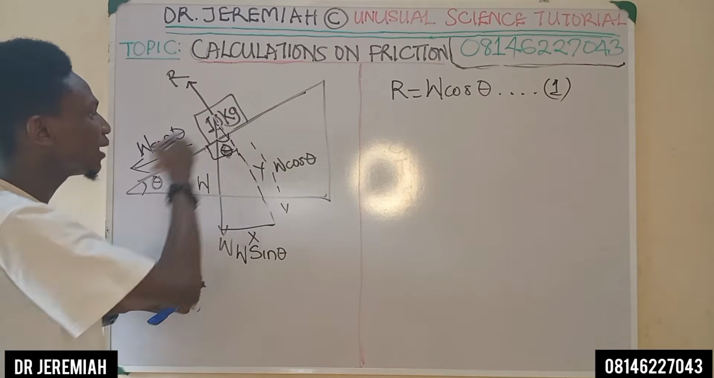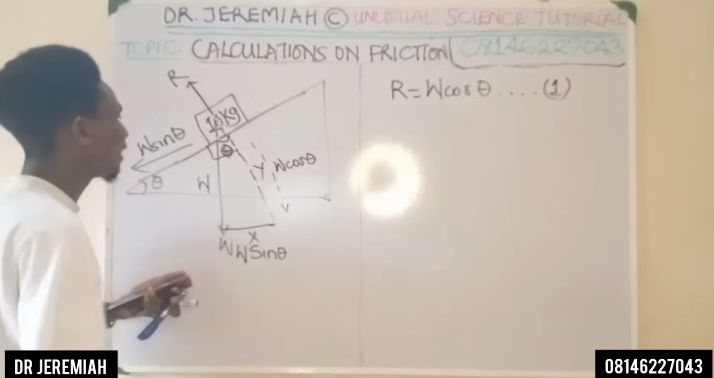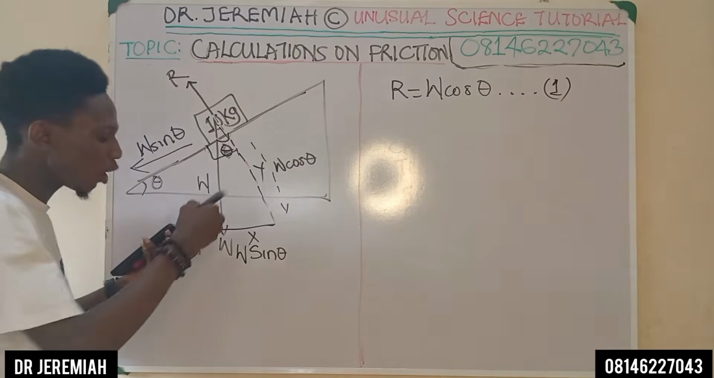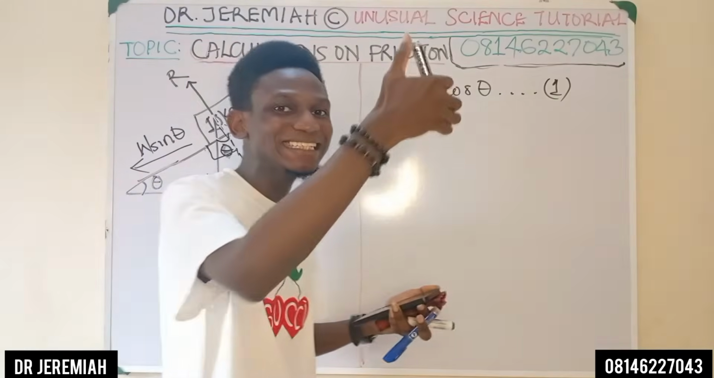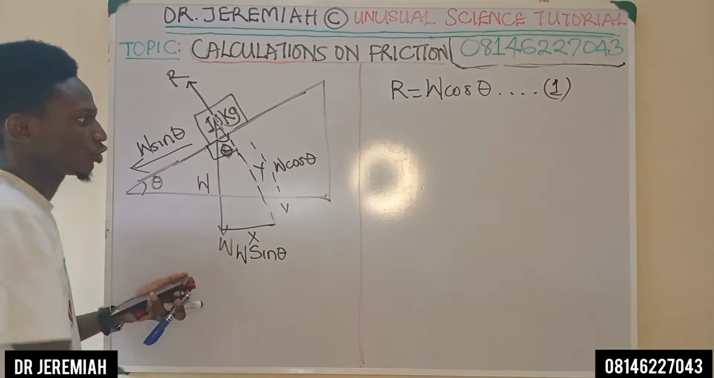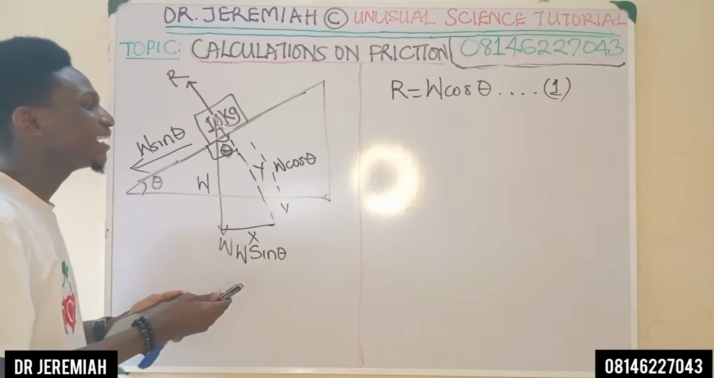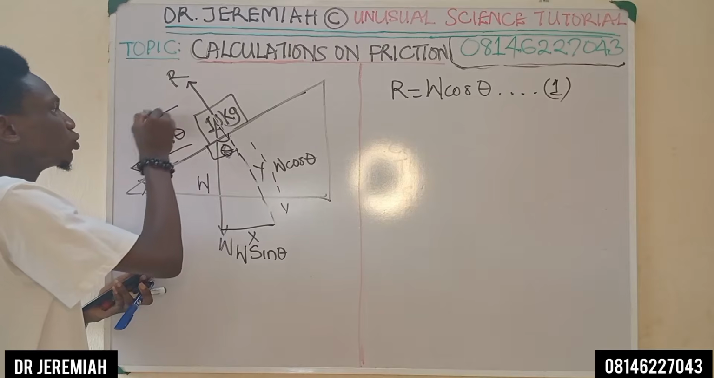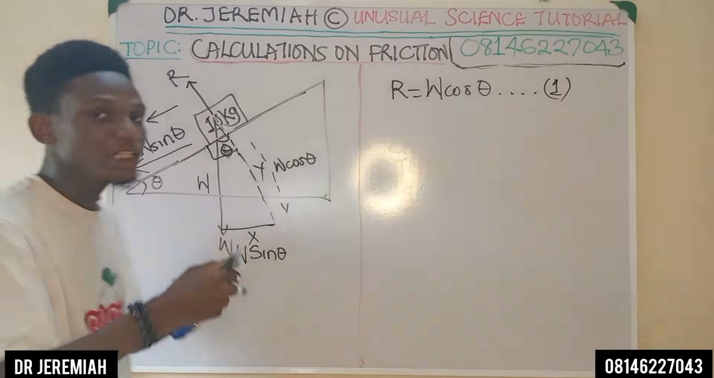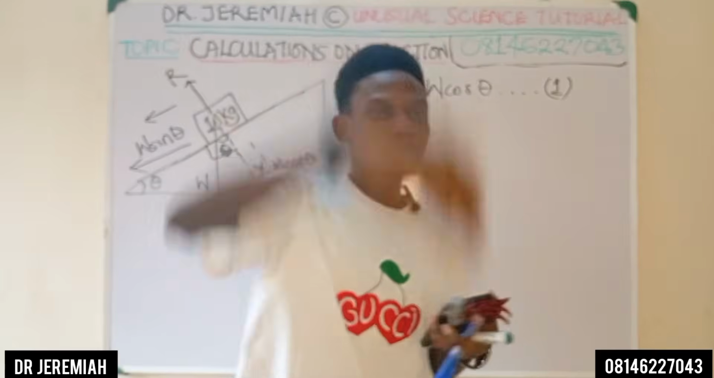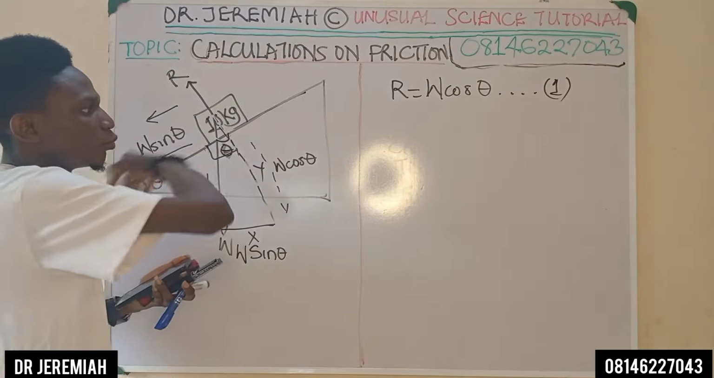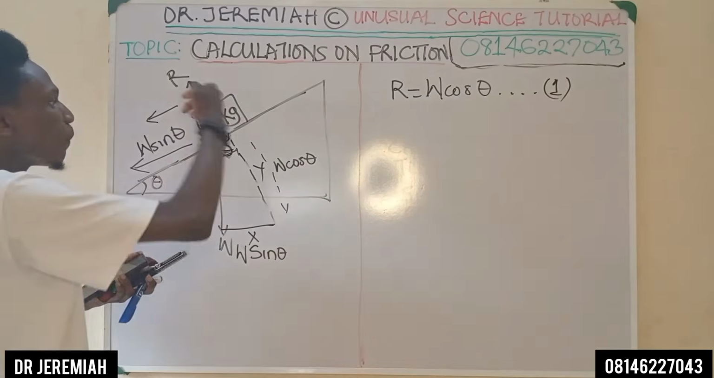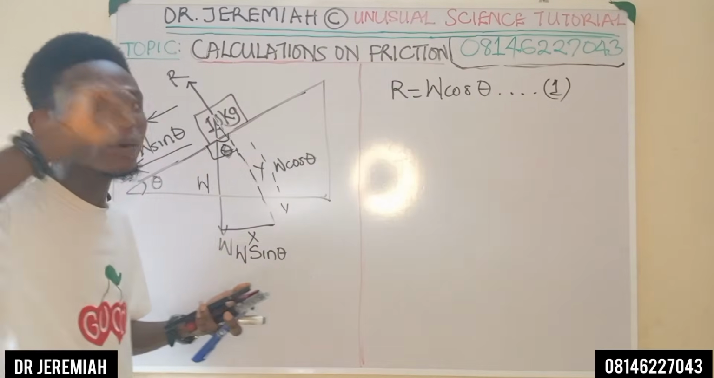Now along the plane, what do we have? Along the plane we have w sin theta already. Now if this block is at rest and maybe sliding downwards, let me say this: the proposed motion for a body on an inclined plane is downwards. Why? Imagine that the block should slide downwards. With the way the block is placed and the way the inclined plane is structured, the block will slide downwards. So the proposed motion is downwards, except otherwise stated.